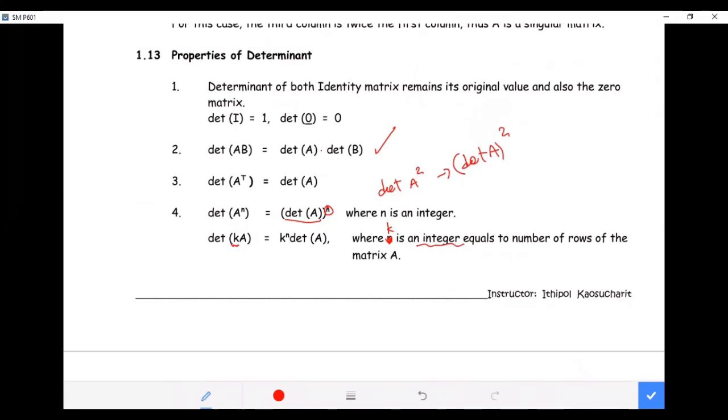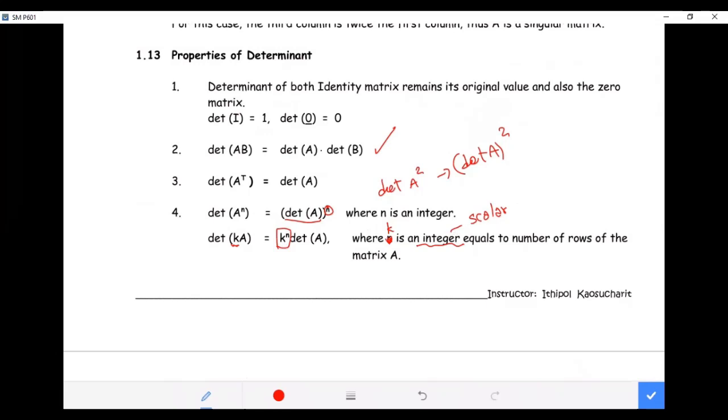Okay, any integer. So when you have an integer multiplied, or the scalar, I would say integer or the scalar, they are the same, right? They are something different in writing, but similar in meaning. So when you have k multiplied in front of A, you can take k out, but you have to power up your k with n.